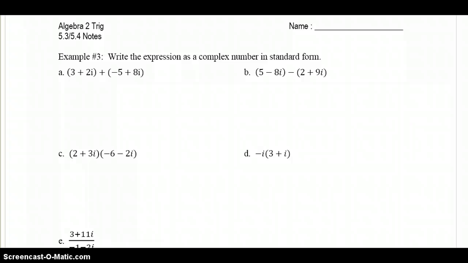Okay, for these, we're going to write the expression as a complex number in standard form. Now, standard form for complex numbers means a plus bi. So it means, in other words, the real part should come first, and then the imaginary part should come second. Okay, so let's try some of these.